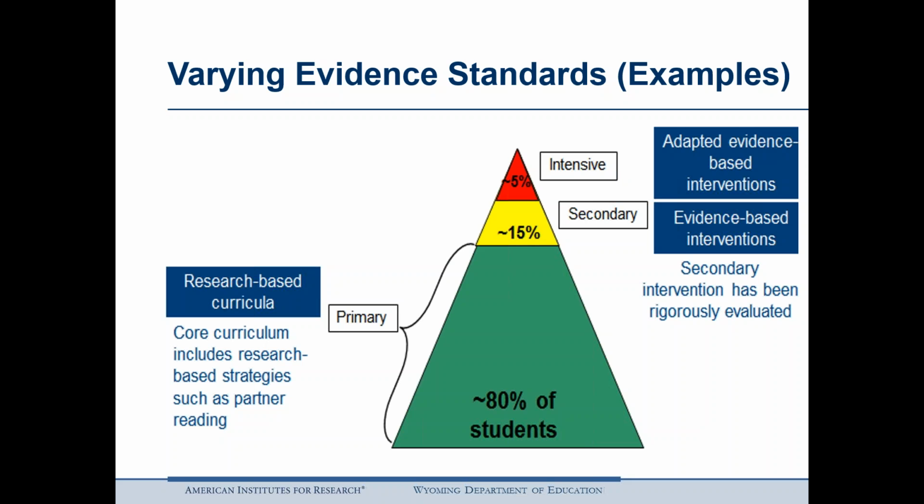At Tier 2, interventions should be evidence-based or researched as a whole on their impact on student learning outcomes. Finally, at the Tier 3 or intensive level, schools should use adapted or intensified evidence-based interventions. In other words, Tier 3 depends on the adaptation of Tier 2 evidence-based interventions. You'll learn more about this in Module 7.